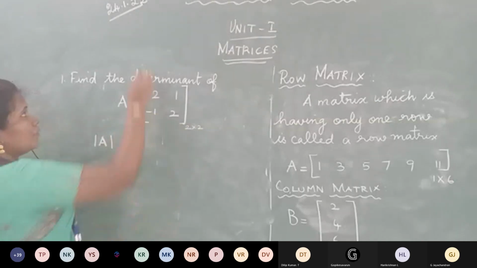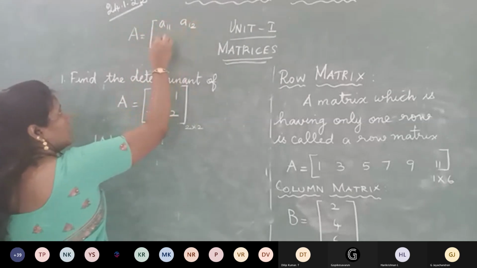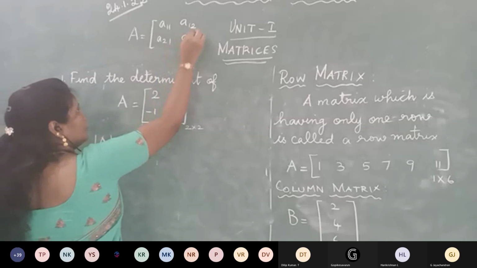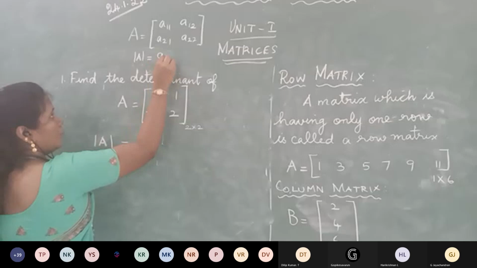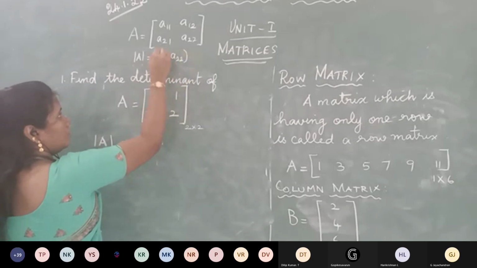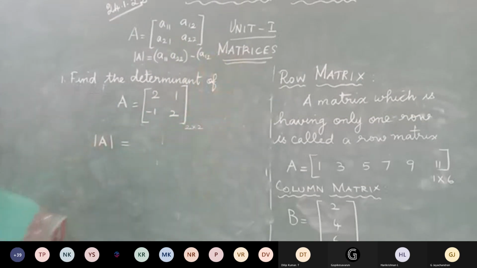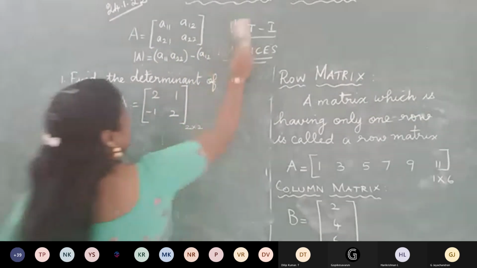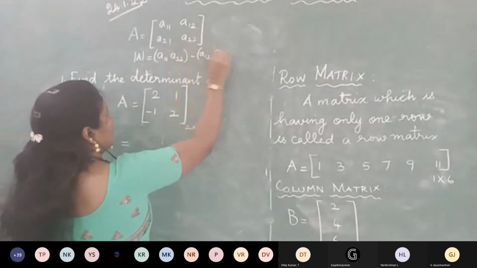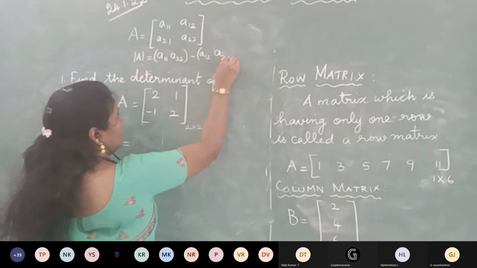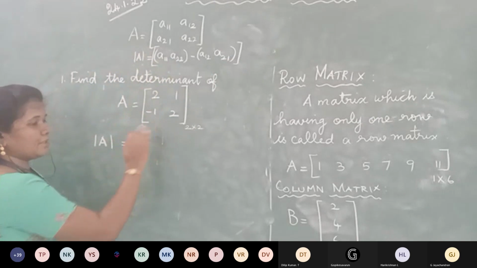Okay. General formula, if you take A is equal to A11, A12, A21 and A22, when you find out your determinant, your formula will be A11 into A22, minus A12 into A21. Okay, this will be the formula. This is your general format. Now we will apply it here.